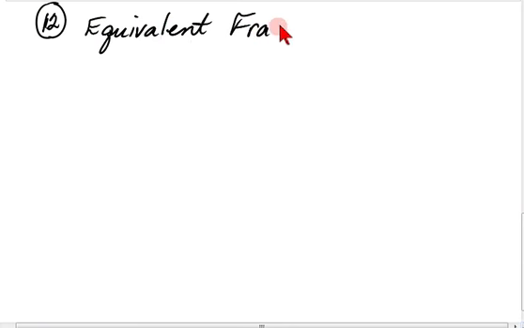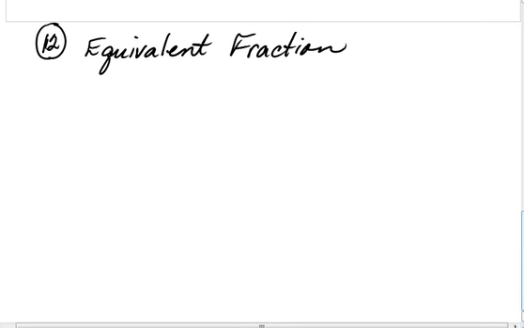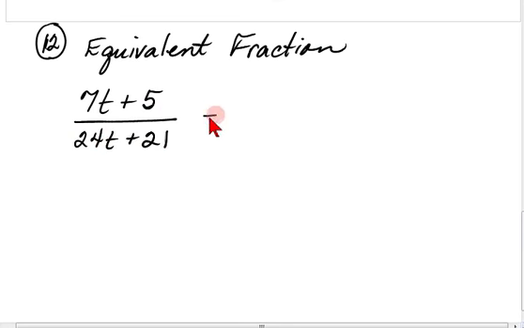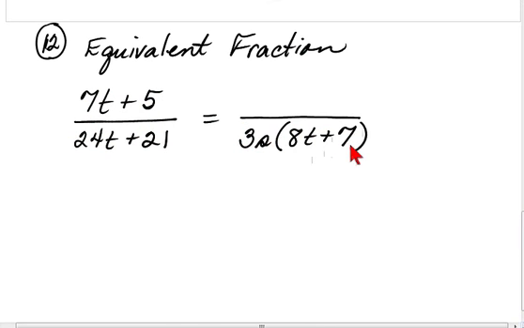I think number 12 does this as well. Sorry. Let's suppose I am asked to build an equivalent fraction. And I start with 7t plus 5 over 24t plus 21, and they tell me to write it with a new denominator that is 3 times 8t plus 7. Okay, take a minute and write it down.